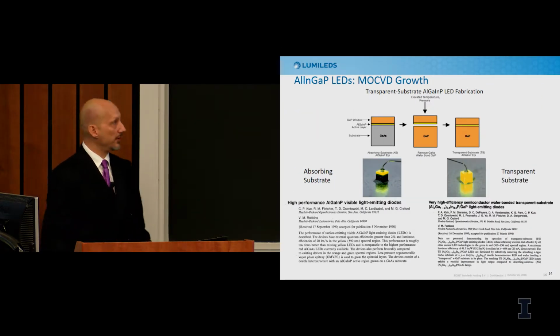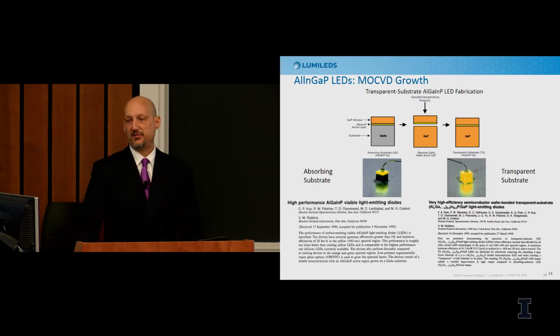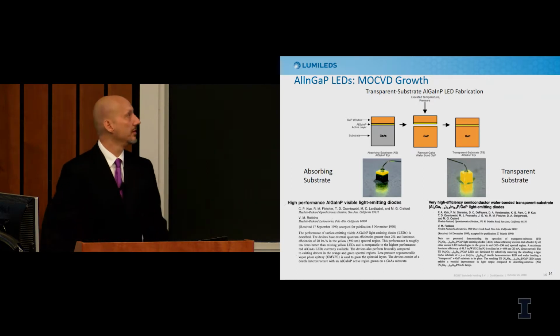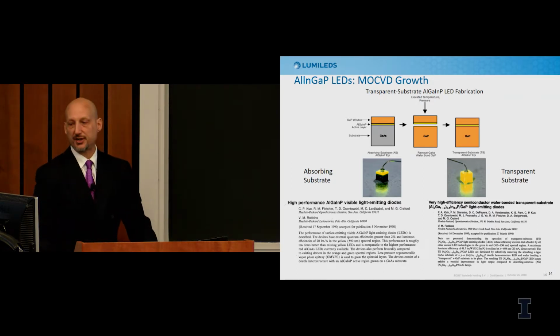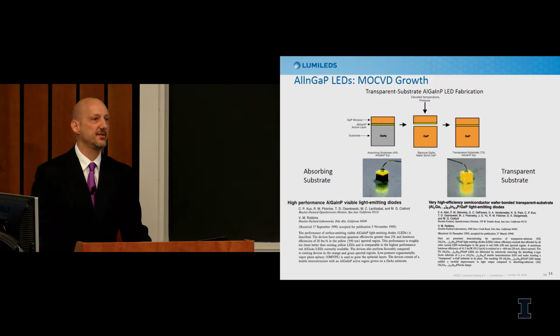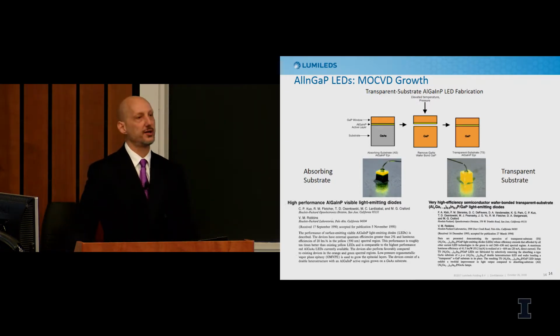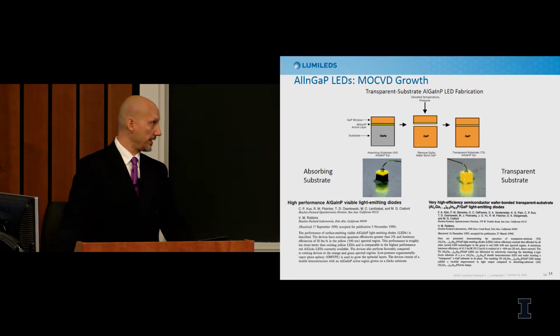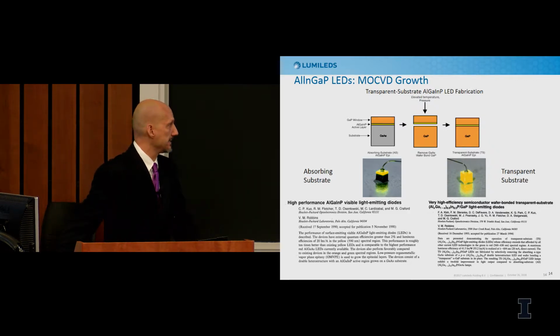So MOCVD growth enabled the development of the aluminum gallium indium phosphide system, and this system could be grown lattice matched on gallium arsenide and enabled us to go from 10 lumens per watt to 100 lumens per watt, so another 10x improvement in efficiency. The devices were first developed on transparent substrates, and again, some of Nick's key students and grant students were involved in this. And so those were George Craford.